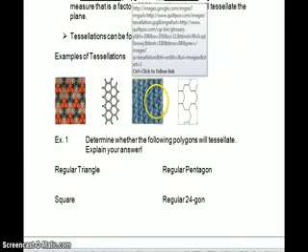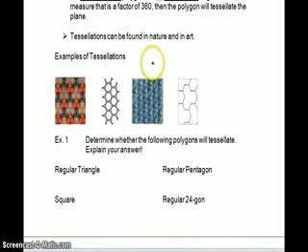This one is another example, and you can see if you can find out where that image is from. This one's probably cut out of the textbook, I think. Okay, so example 1, we're going to determine whether the following polygons will tessellate. Explain your answer. We said up here the regular polygon has an interior angle with a measure that is a factor of 360. So we need to find interior angles of all of these.